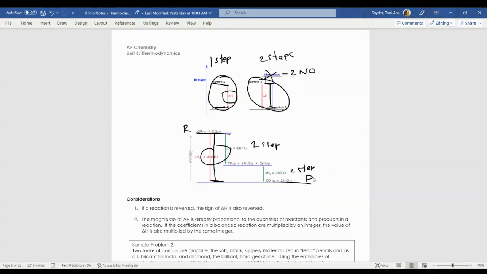If products is lower than reactants, we know this is an exothermic reaction, and we can tell because my delta H is negative. Same thing here. Products is lower than reactants. This must mean for both of these ones that your delta H is a negative value, okay? Because products are lower than reactants.